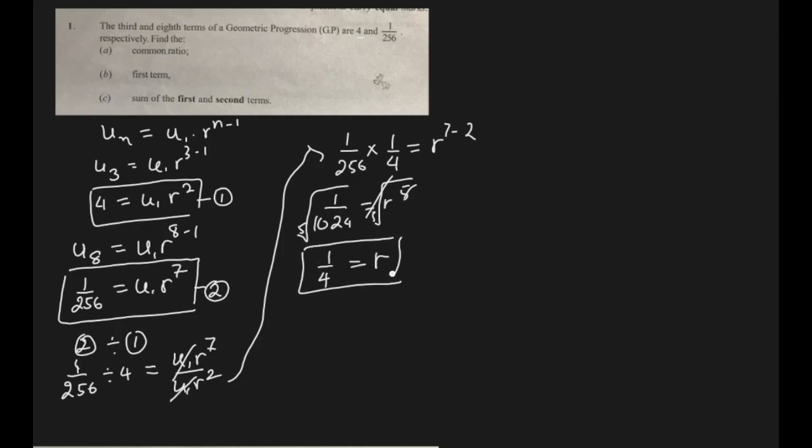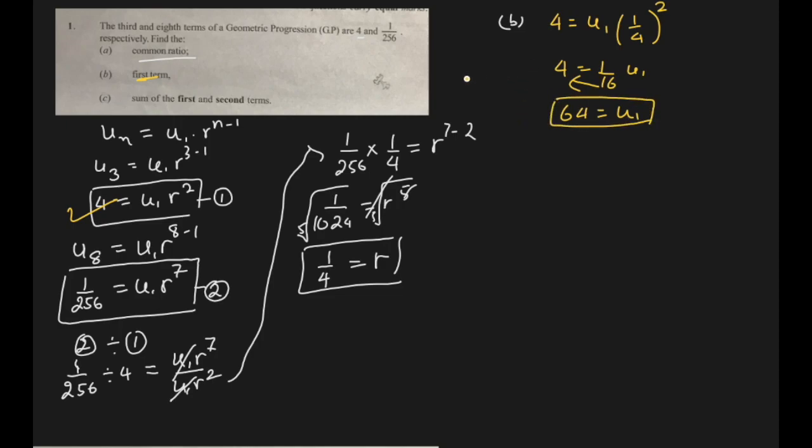This is the common ratio that was being asked in part A. What about part B? We want the first term, so let's use equation 1. 4 equals the first term times r squared. We know r now, it is 1 over 4, squared. So 4 equals 1 over 16 times U1. Cross multiply: 64 is U1. That is the first term. This is the answer to B.